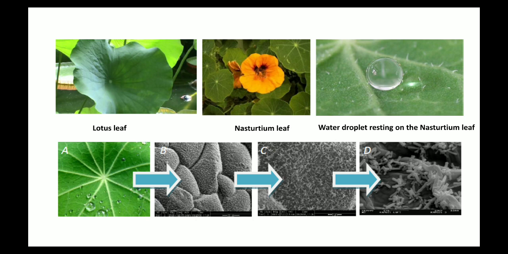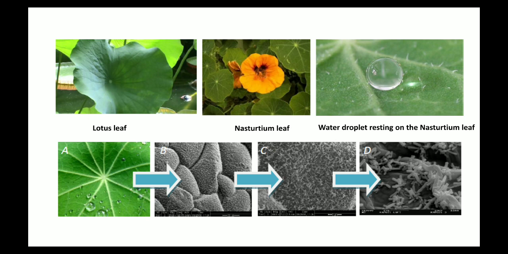Basically we are magnifying, going closer and closer to the surface of the leaf, and what we observe in D is that some kind of nanostructured material is available on the surface of the leaf. So this kind of nanostructure basically gives this hydrophobic property to the leaf.